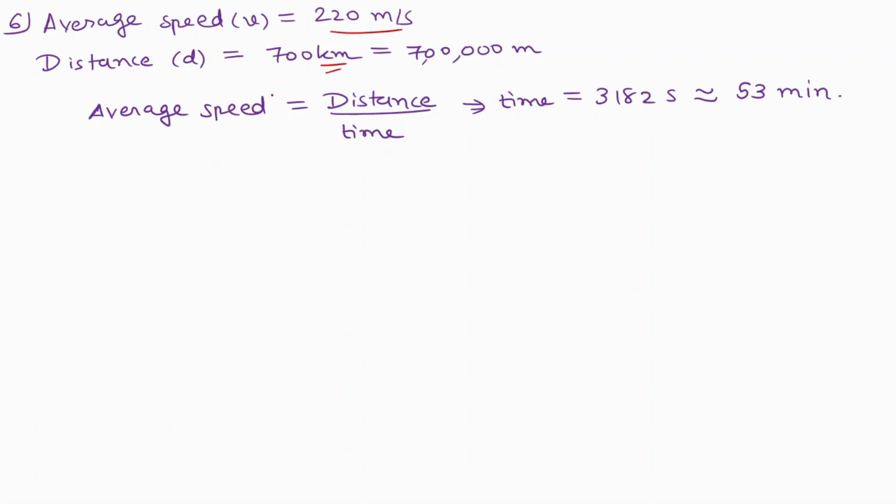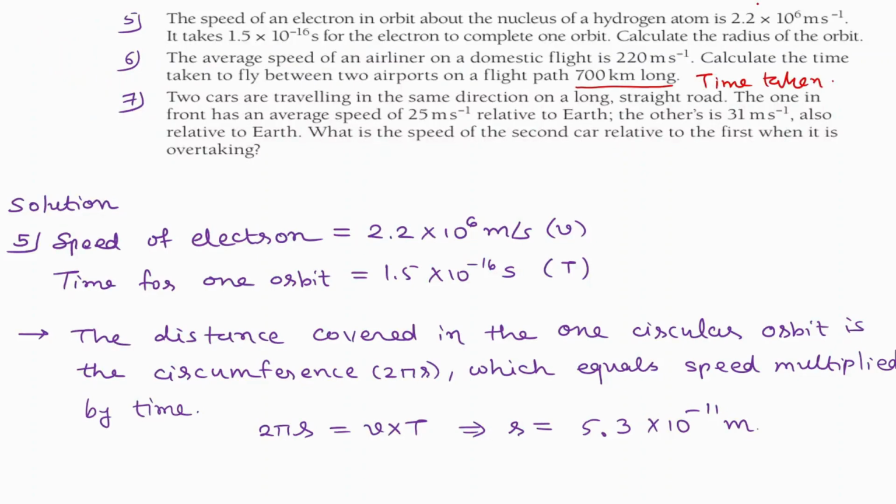Now the distance is in kilometers, so we have to convert it to meters because we need the same units here. If you don't follow this, you will get a wrong answer. So speed is distance upon time, and now we need to find the time. Make time the subject and you will get the answer, about 3182 seconds. But if you want it in minutes, just divide by 60 and you will get about 53 minutes.